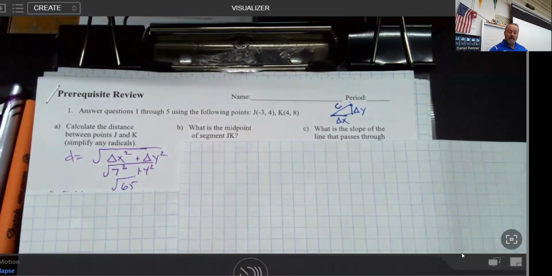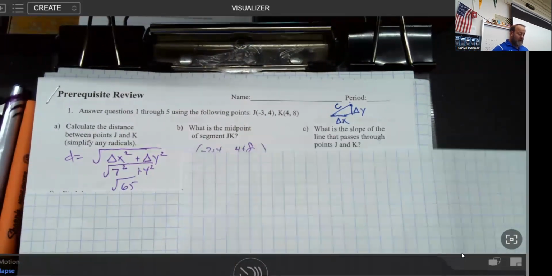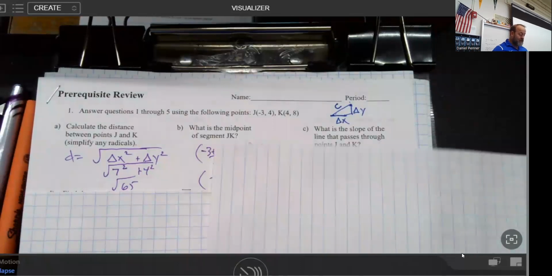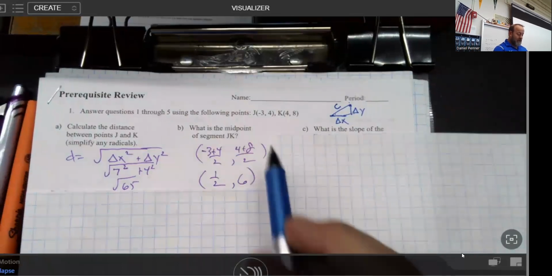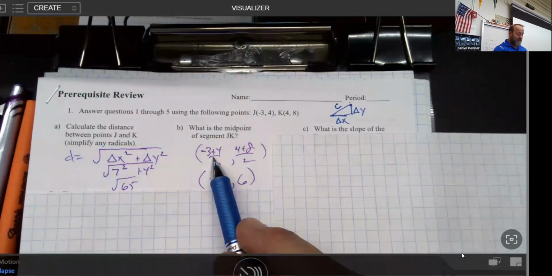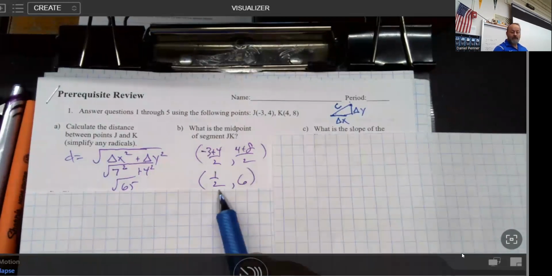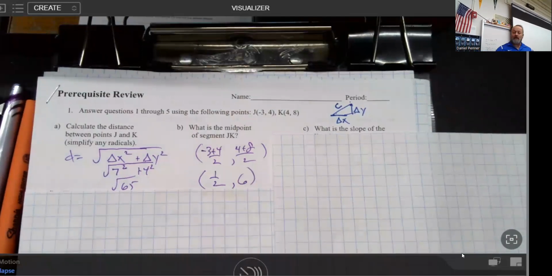Now, when it comes to midpoint, there's a simple little formula that we can utilize. It's sitting right here. You add the two x values and you divide by 2, and then you add the two y values and divide by 2. So negative 3 plus 4 is going to be 1, so 1/2. 4 plus 8 is 12. We cut it in half, we get 6. It's a very simple formula, but we really do need to remember how to use it, because just because it's easy doesn't mean our memories don't sometimes betray us.